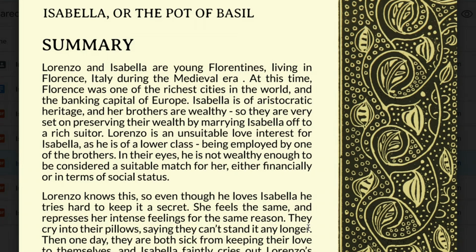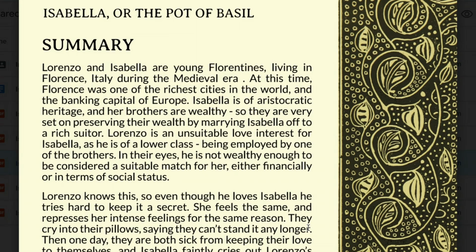But in this time, Florence is a very, very rich city. It's one of the richest cities in the world. It's the banking capital of Europe. I used to actually live in Florence for a while, and it's kind of stuck in the medieval era because that was its peak, really. So it's really cool if you ever get a chance to visit Florence and you go back there. It looks like how it would have done in the time of Lorenzo and Isabella. You can look up images of it as well and get a feeling for how the city looks and what the layout is, because it gives you an idea of the sort of setting and environment of the poem.